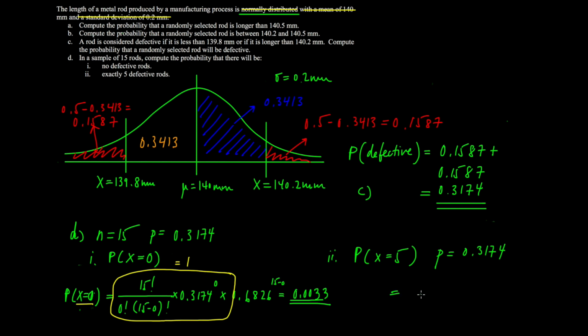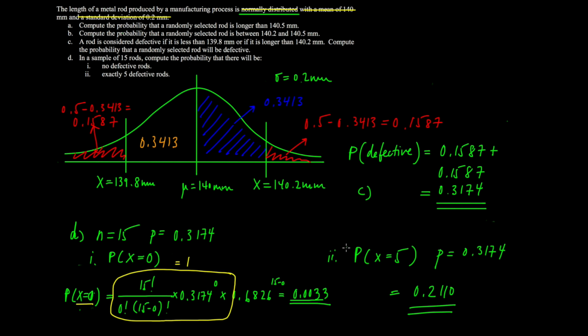So we'll plug in accordingly. This is going to give us 15 factorial divided by 5 factorial times 10 factorial, multiplied by 0.3174 to the power of 5, multiplied by 0.6826 to the power of 10. And this is going to give us a total of 0.2110. Okay, so that's it for the second one.